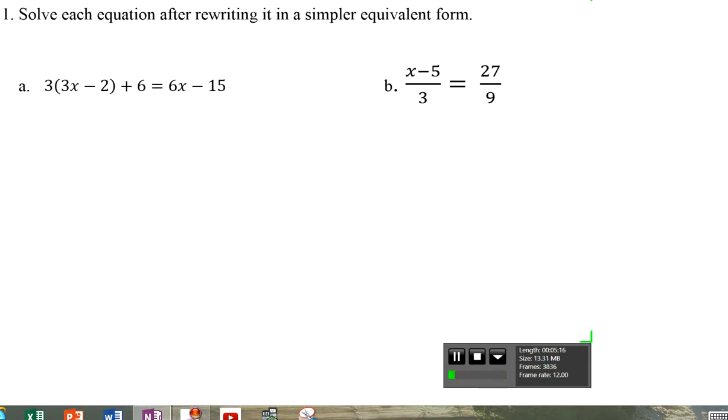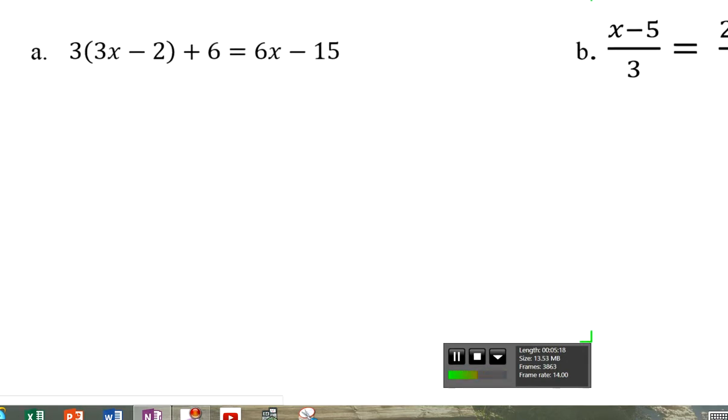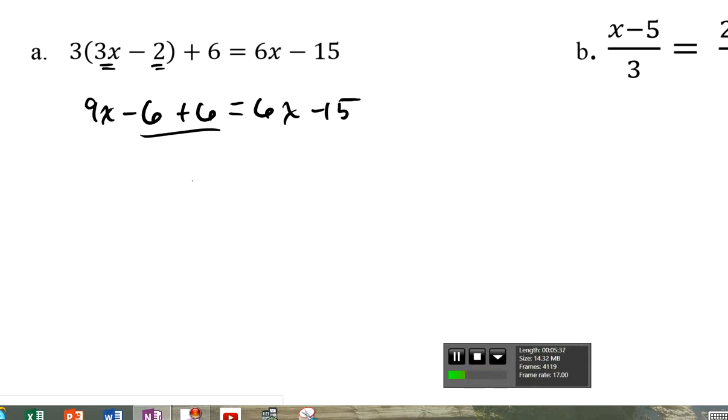If we just step through the process for this first one, I would use the distributive property and multiply each of these terms by a 3. So this would become a 9x and then minus 6. Notice 3 times negative 2 is negative 6. And then next I would have a plus 6, which is fun, and that equals 6 times x minus 15. The reason why that's fun is I end up having a number and its opposite right next to each other. Negative 6 plus 6 is just plain old 0.